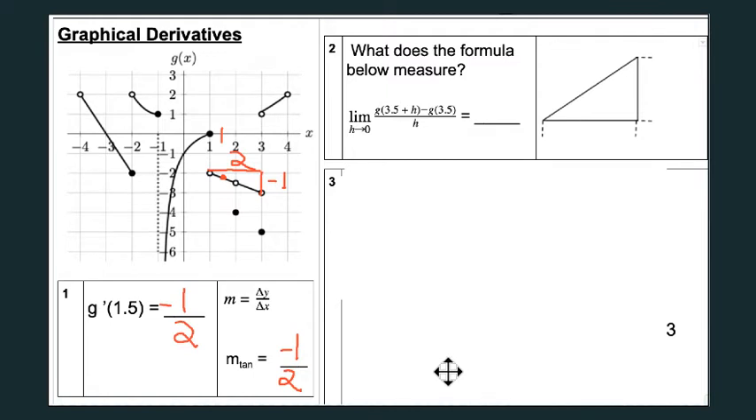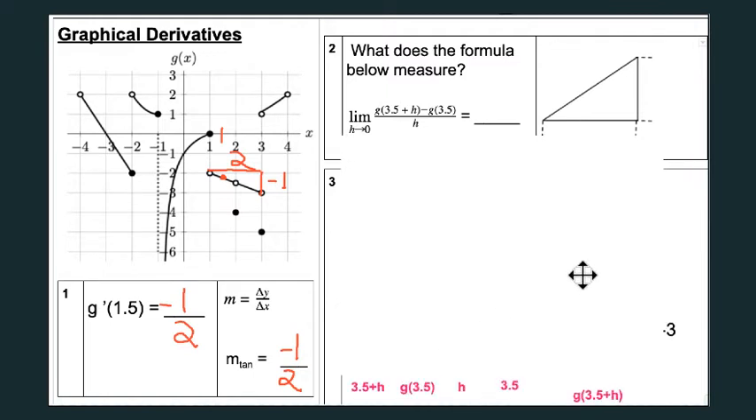Number 2 is quite an interesting question. Number 2 says, what does the formula below measure? So let's look at this formula. What are some things that we notice about it? What do I need to calculate? It's a limit as h approaches 0. We've done that before: the limit of f at x plus h minus f at x, all over h, as h approaches 0.